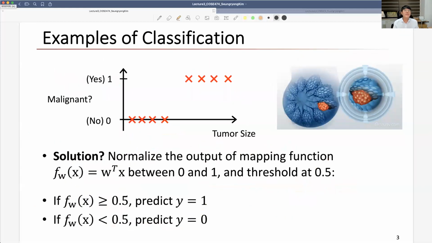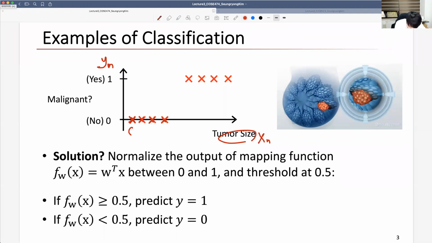Okay, then how can we solve the classification problem? Here is the example. Let's think about the tumor classification problem. Let's say we have a training data set consisting of the tumor size, this is the input data, and whether it is malignant or not, this is the y. And here is a training data set, something like this one.